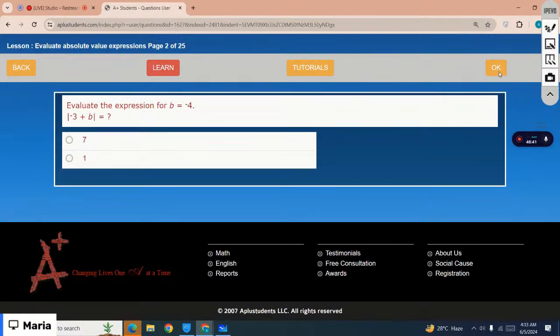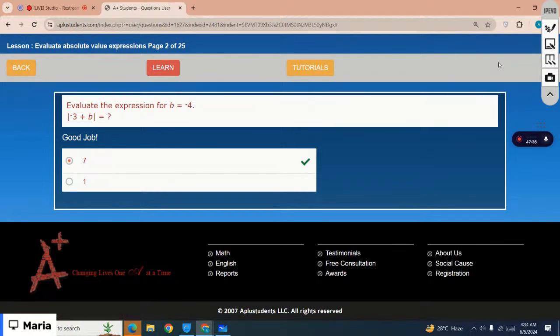Evaluate the expression for b equals -4. So which is the correct option? Yes, 7 it is, right? -3 and -4 makes -7, but you have to evaluate the absolute value. So that makes the 7 positive. Very good.